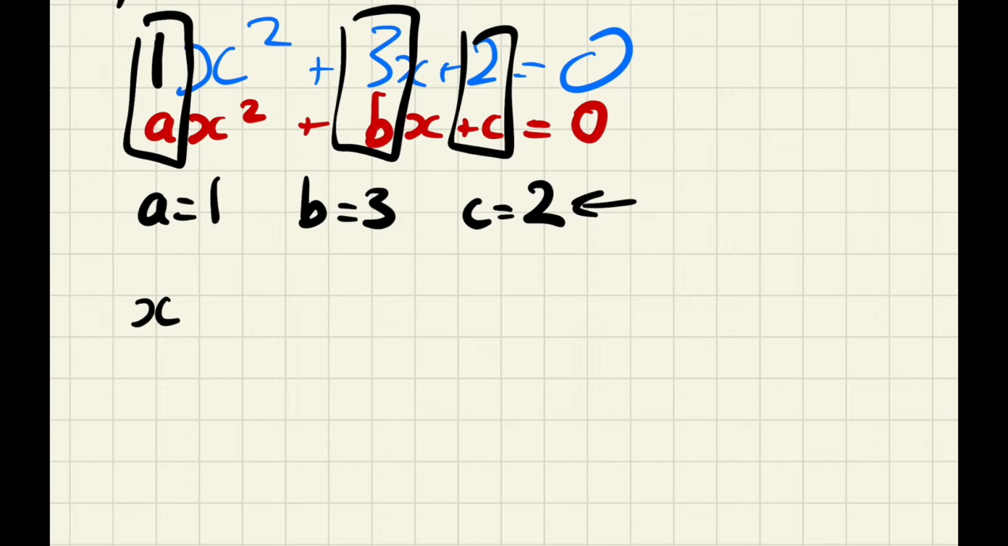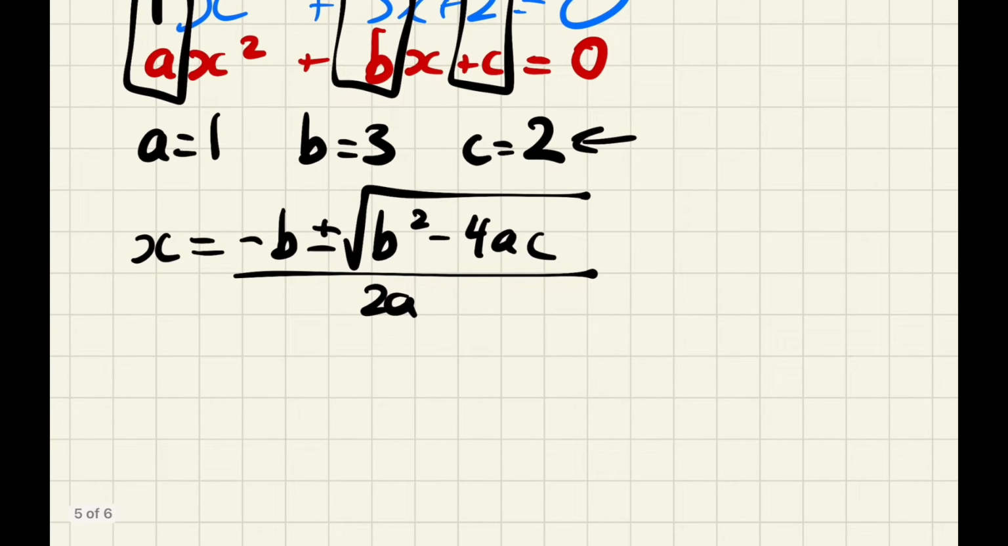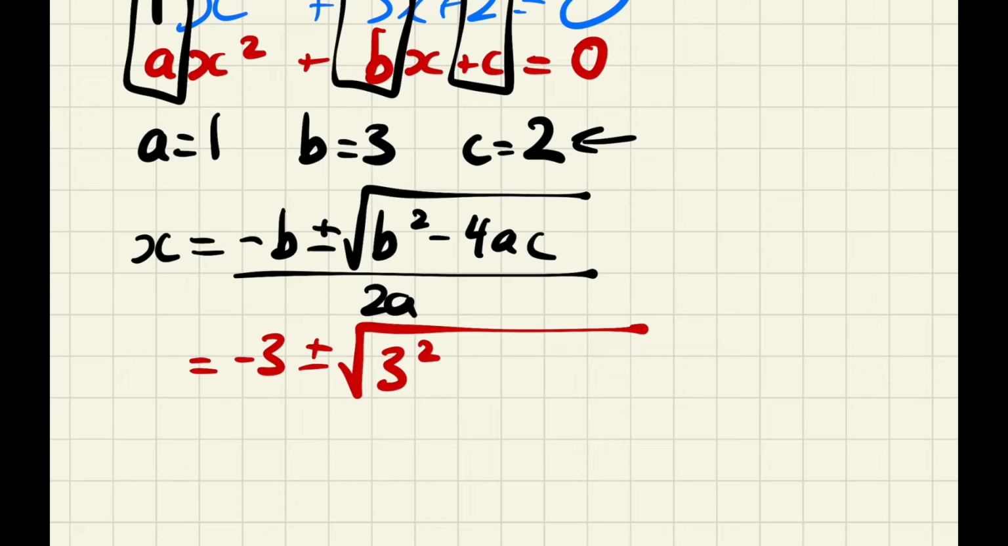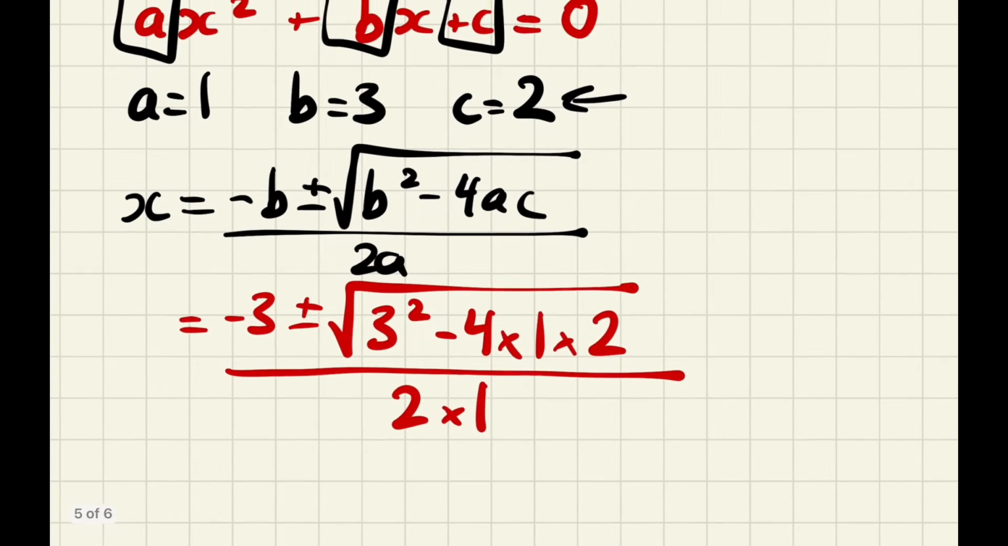So our quadratic formula, once again, is x is equal to minus b plus minus the square root of b squared minus 4ac all over 2a. And then what we do is our substitution. So x is equal to, b is equal to 3, so we'll have minus 3 plus minus square root b squared, which is 3 squared, minus 4 times a, which is 1, times c, which is 2, all over 2 times a, and a is equal to 1. Then what we do from here is we simplify.